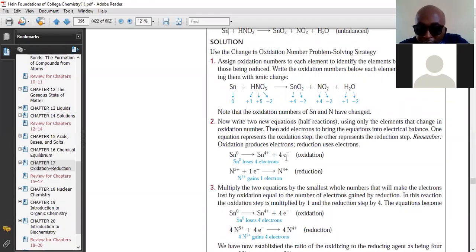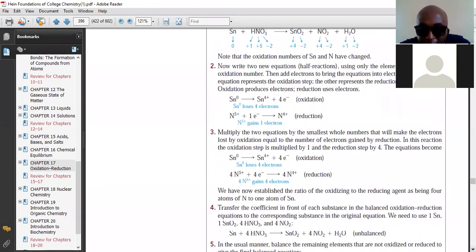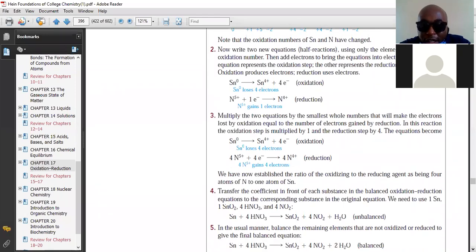Since this one lost 4 electrons, you find the factor. You multiply everything here by 4, so that there are 4 electrons here also. You multiply by a factor. If there was 2 and 3, you would reciprocate, so that there's 6 on both sides. So it means you are done with all this.